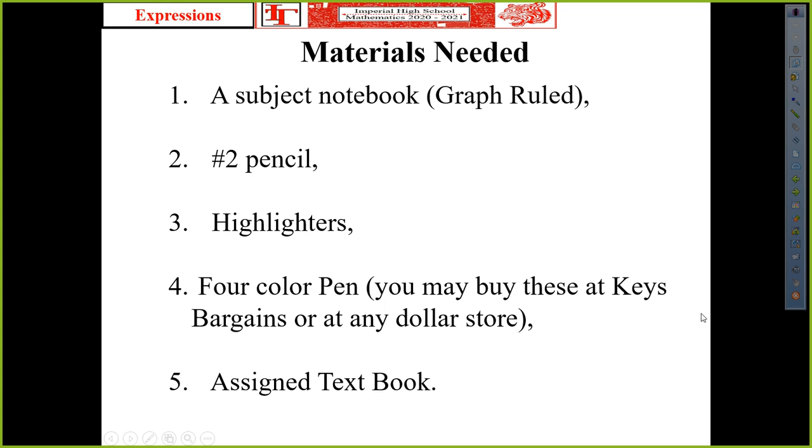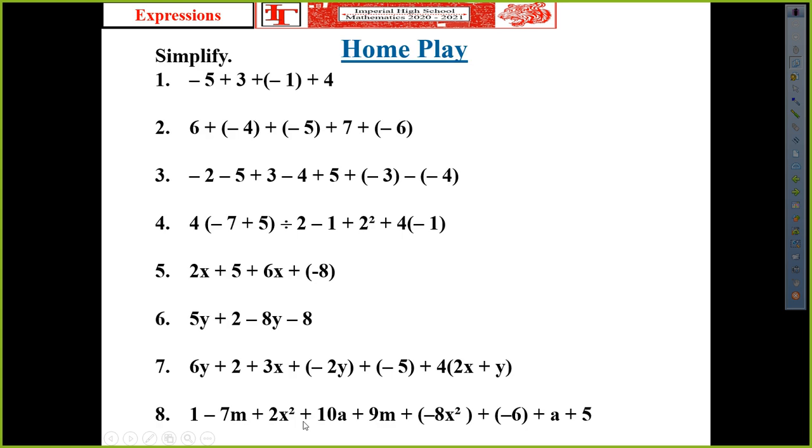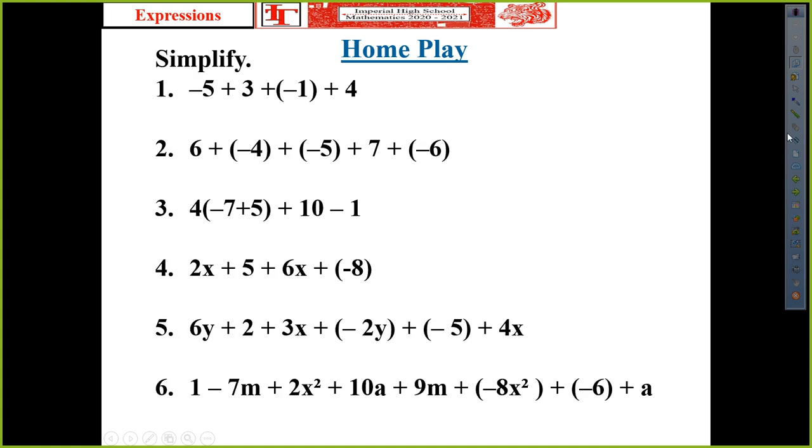Our home plate for last week were the 8 problems. We're going to revisit those, but copy today's home plate. Today's home plate is on the screen, and it reads simplify. And we have numbers 1 through 6. Number 1 reads -5 plus 3 plus -1 plus, instead of 4 on that last term, guys, make it -4.